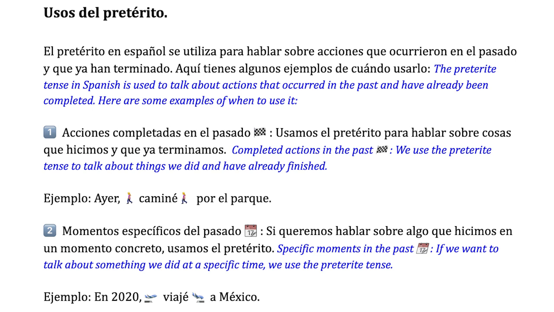We use the preterite tense to talk about specific moments in the past. If we want to talk about something we did at a specific time, we use the preterite tense. For instance, in the example, en 2020 viajé a México.